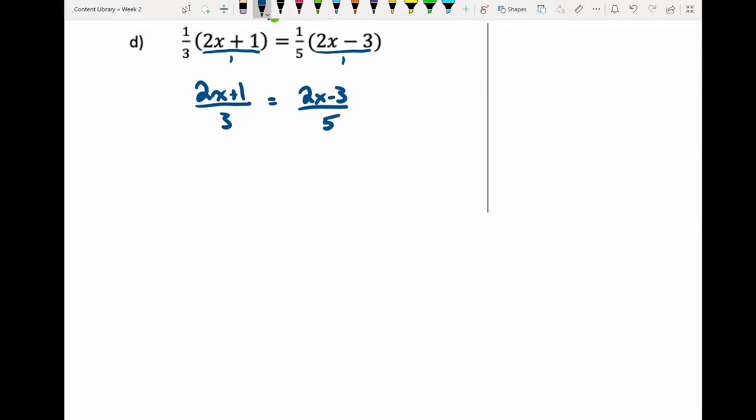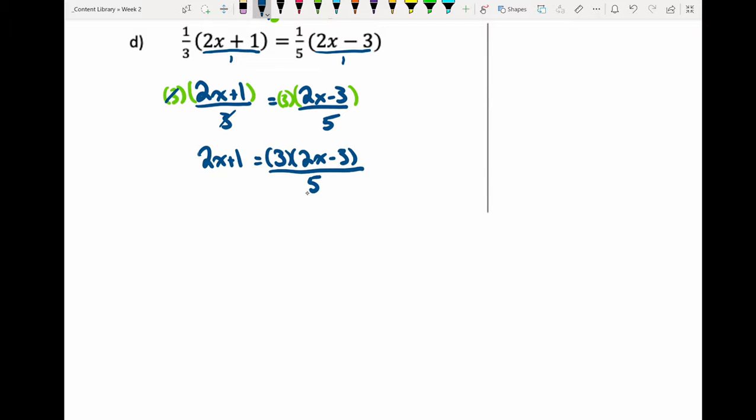Here, I'm going to start on the left side. I have a fraction, or I'm dividing by 3. So how do I cancel out dividing by 3? Well, I have to multiply everything on the one side by 3 and everything on the other side by 3, to keep things balanced. They'll cancel out on one side, so I'm left with 2x plus 1 equals 3 times 2x minus 3, all divided by 5. So that multiplied by 3 is still up there at the top.